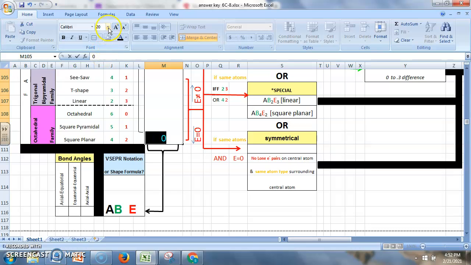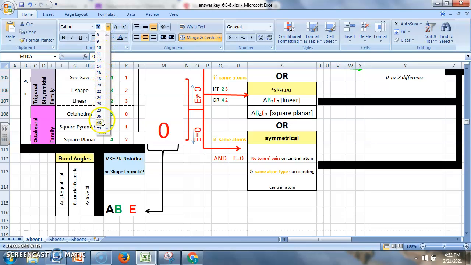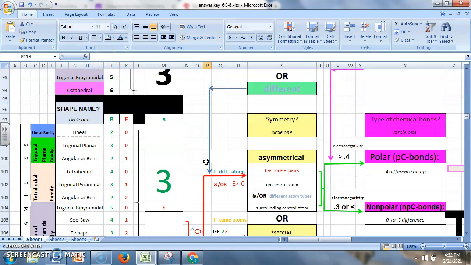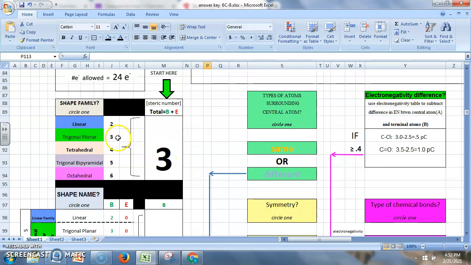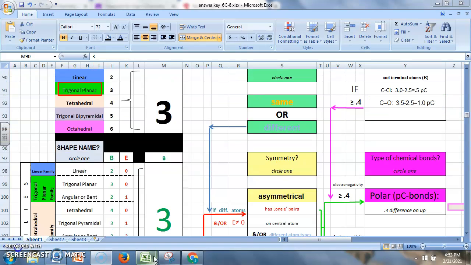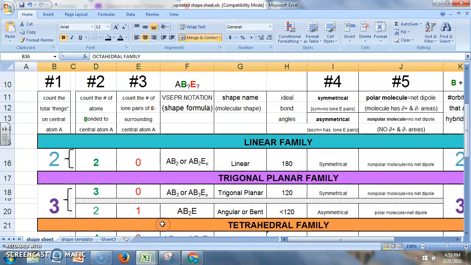3 bonded atoms and no lone pairs for a total of 3 things. We can already guess what the shape is by knowing that there's 3 total things on here. What is the shape when there's 3 total things? That would make it trigonal planar. We can see our shape sheet would take us right there.